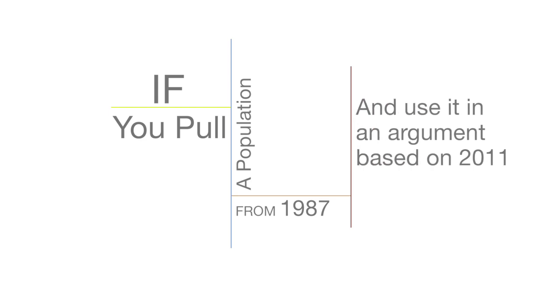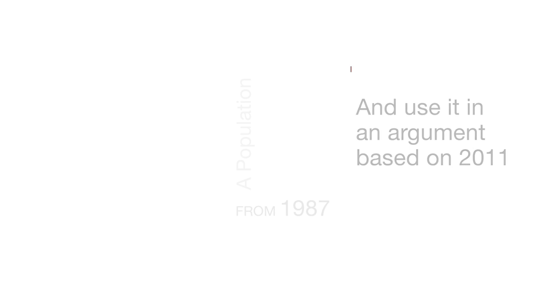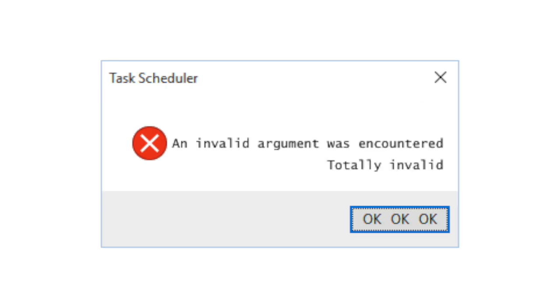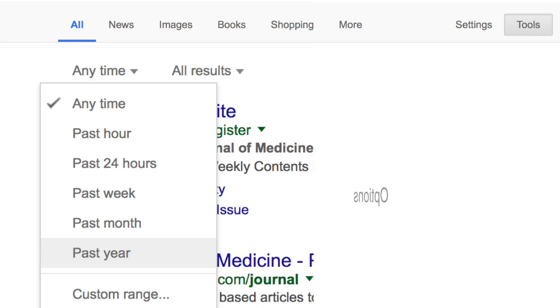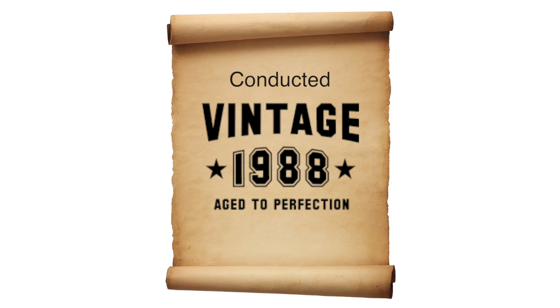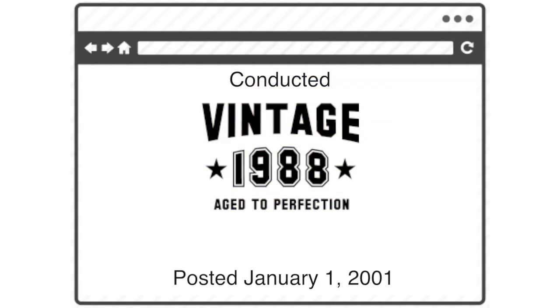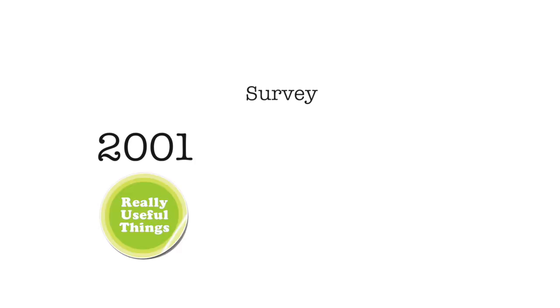But if you pull a population from 1987 and use it in an argument that's based on 2011, 2012, then it's invalid. It's totally invalid. So always check the date. And Google has options to limit how old your search results can be. But even with those search tools, always check the date on the actual document because something could have been conducted in 1988 and not posted on the internet until 2001. And so you might be doing a survey where 2001 is a great year, but the experiment was conducted in 1988. So that's no longer useful. So always check the date on the actual document.